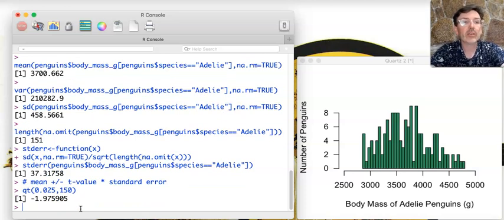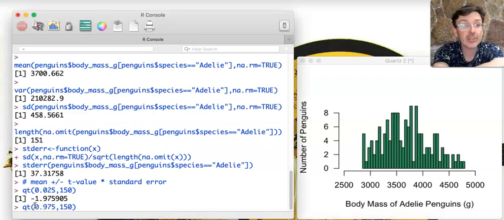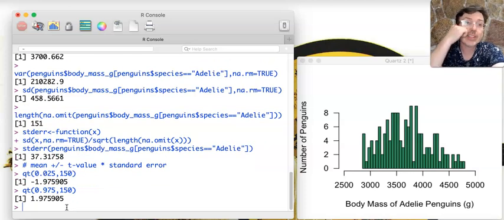So that gives us a value of minus 1.975, so close to 1.96. But, you know, 150 degrees of freedom is not infinite. It's, you know, quite finite. And we get the other one at the 97.5 percentile, and same magnitude, same size, different sign. So now we can just plug those things in together.